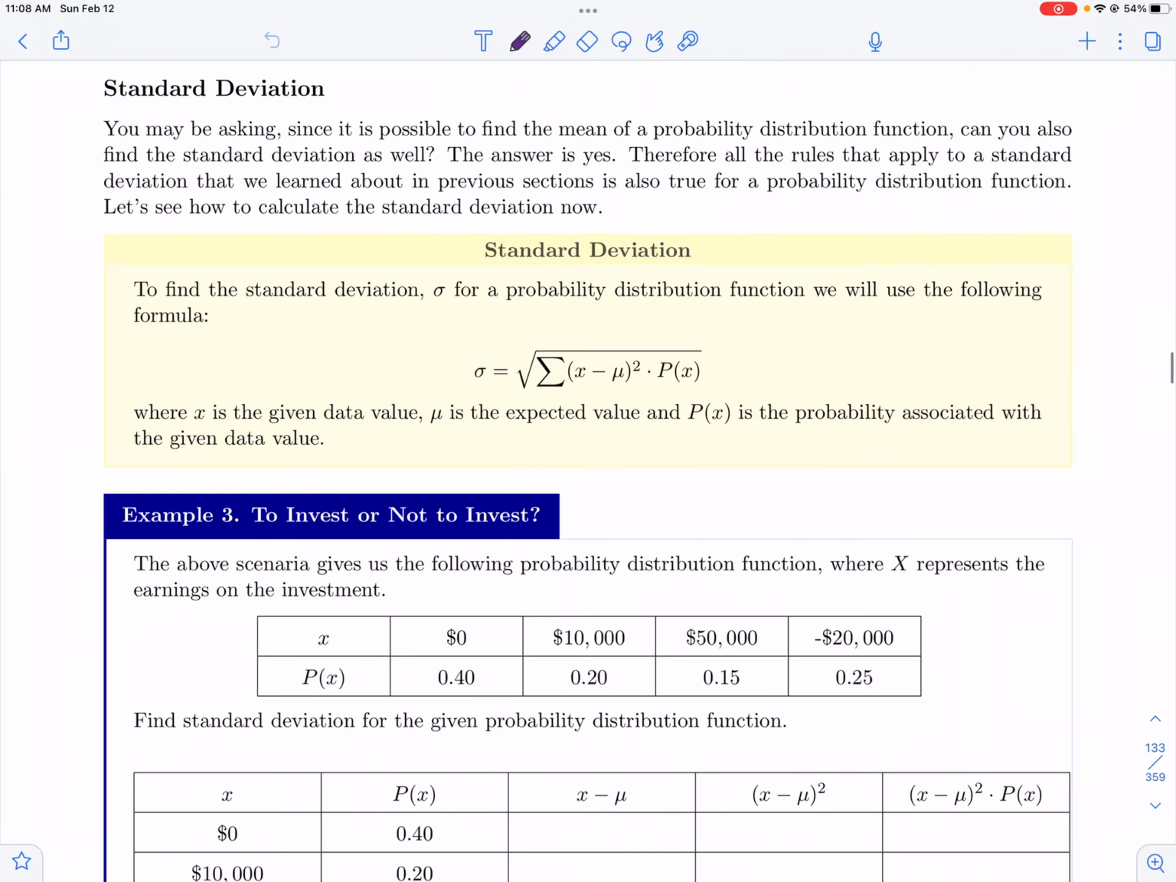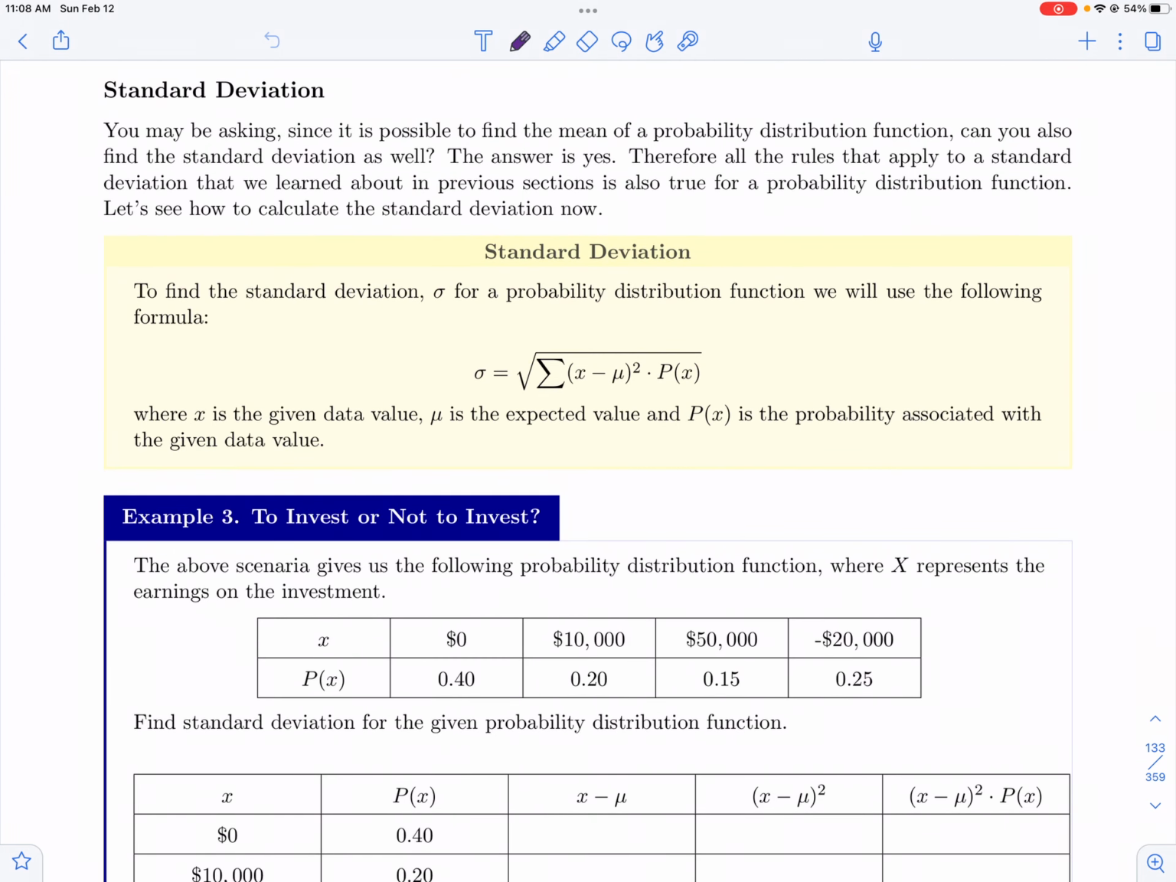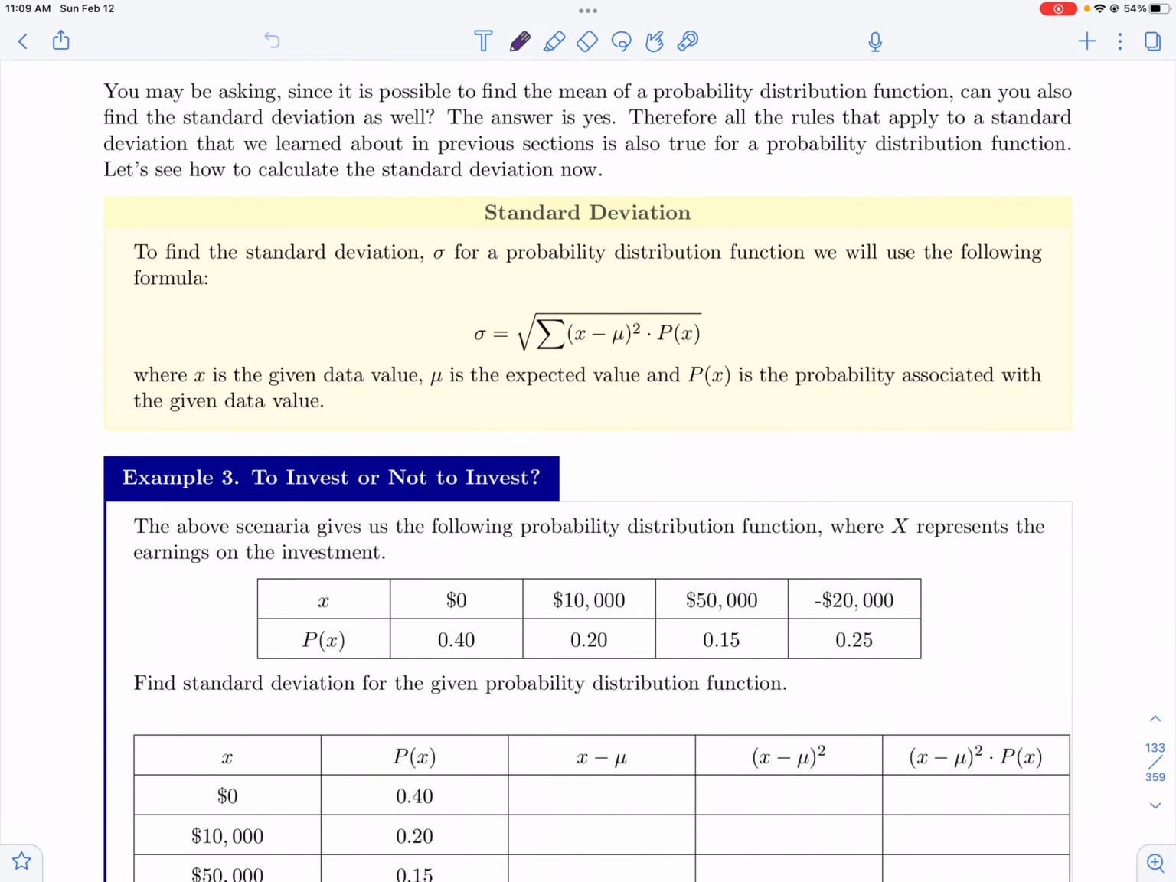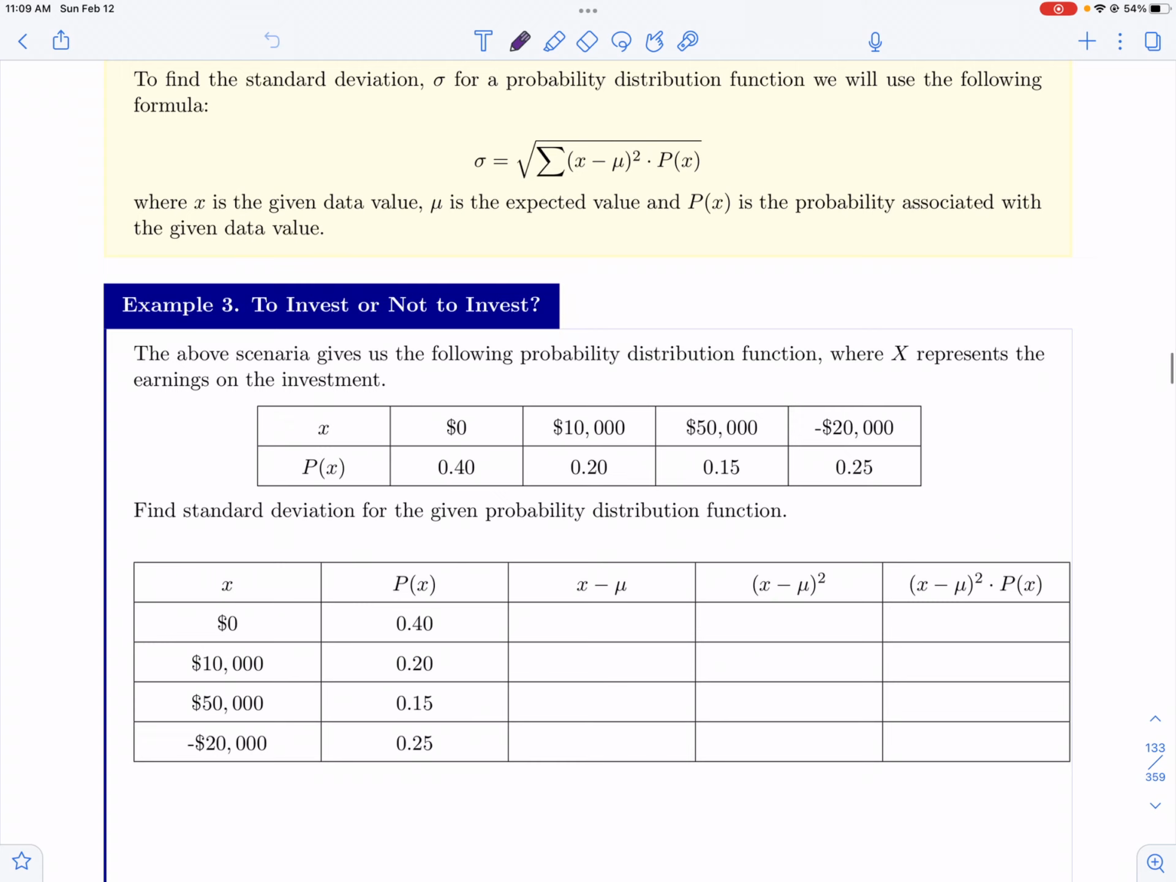So again, if we were to think about what's going on with the formula, we're taking the data values minus the mean, squaring each of those, multiplying those by the associated probability, summing all those, taking the square root, and that gives us the standard deviation. So if we were to look, I do have a chart down here. If you wanted to do this by hand, this is exactly what this would look like. But instead, let's use our calculator.